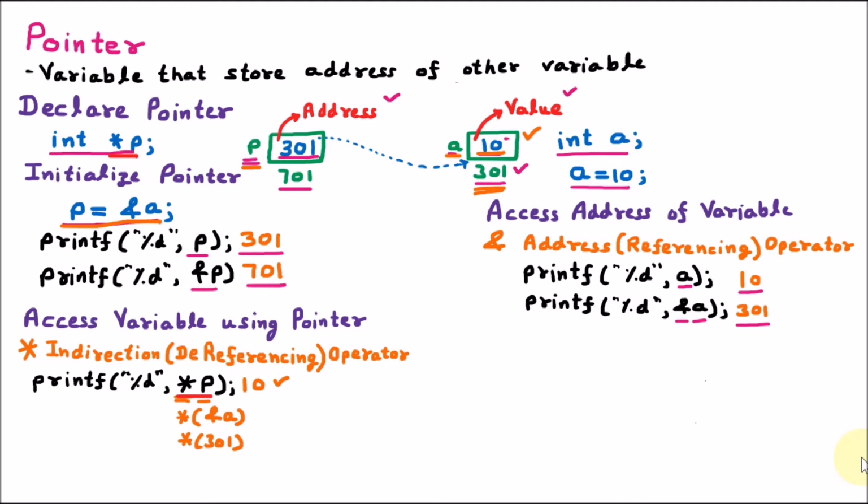What actually is the star's meaning? Understand that I am giving you a simple logic. Whenever you are writing, the very first time, data type, afterward star p, that means one pointer is declared. So here we are declaring a pointer variable. Here, the very first time we use this star, it means a pointer is declared.